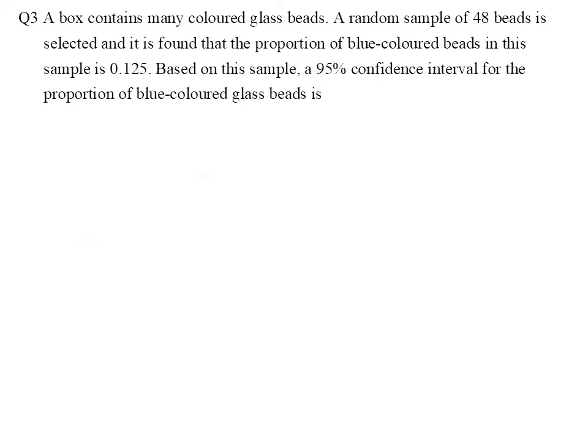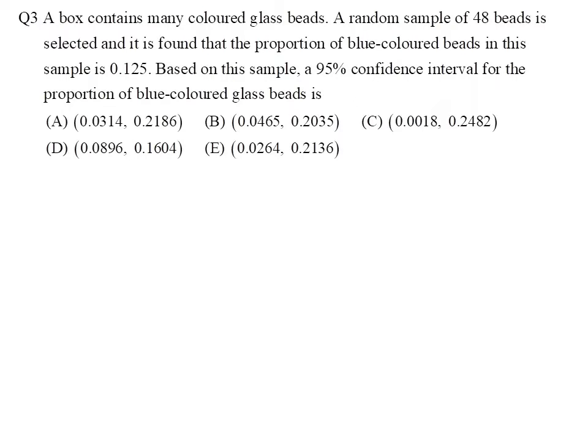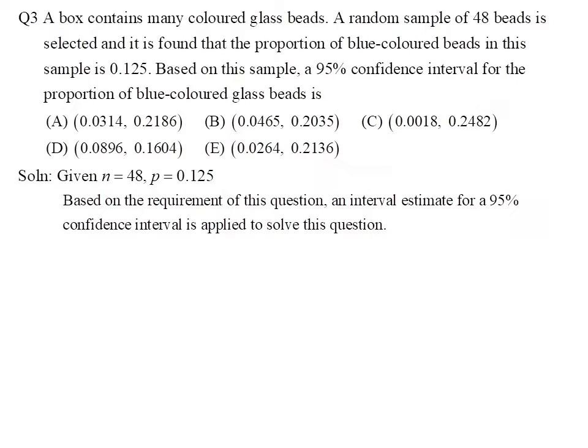The criteria in question 3 are that a box contains many colored glass beads. A random sample of 48 beads is selected, and it is found that the proportion of blue colored beads in this sample is 0.125. Based on this sample, it asks to calculate a 95% confidence interval for the proportion of blue colored glass beads. According to the given information, n is 48, p is 0.125, and the interval estimation is based on a 95% confidence interval.